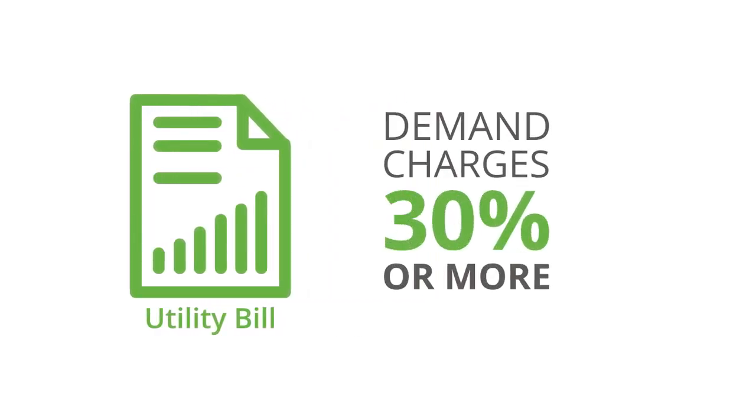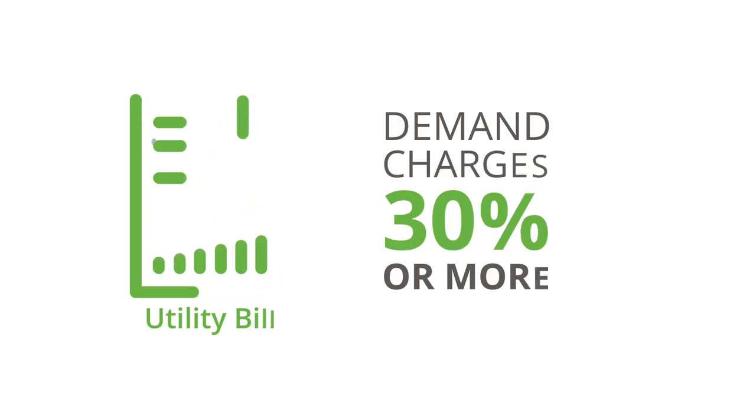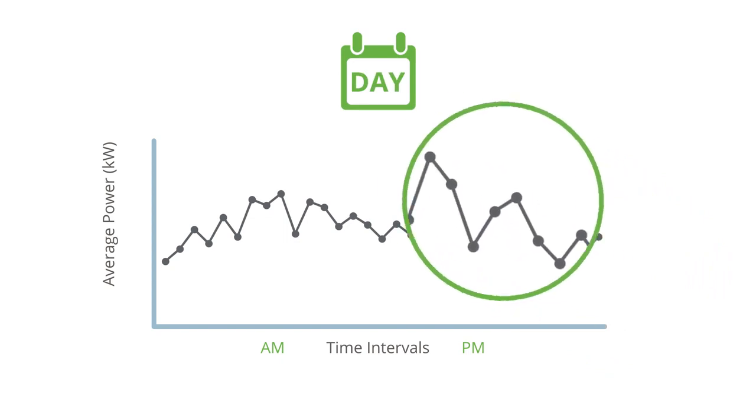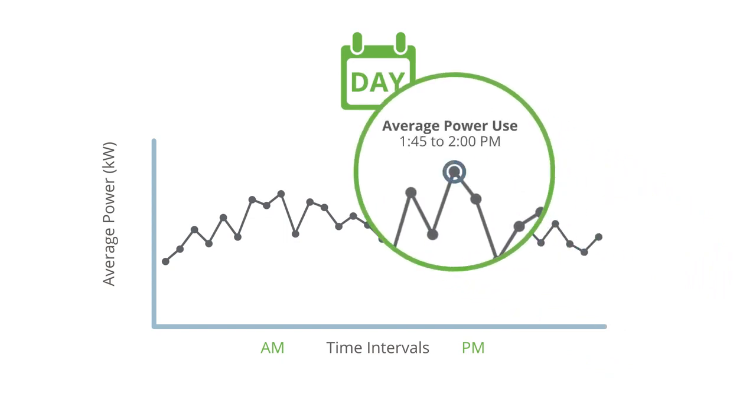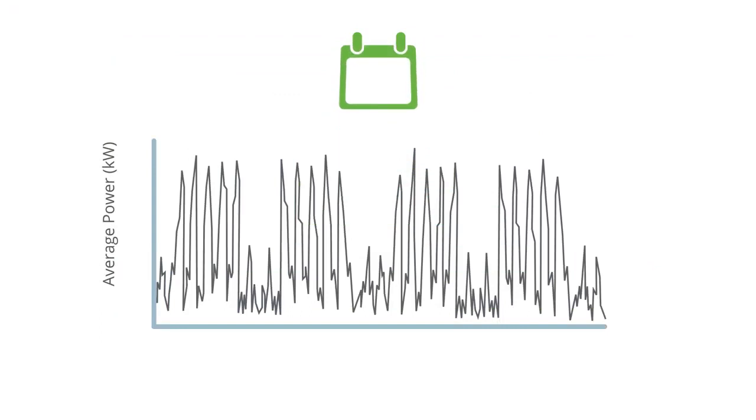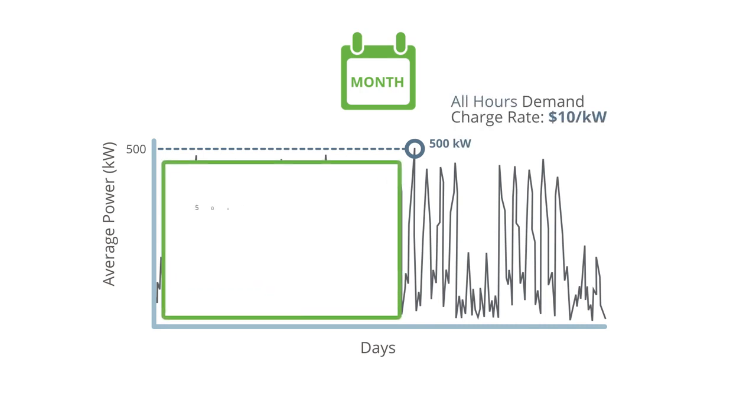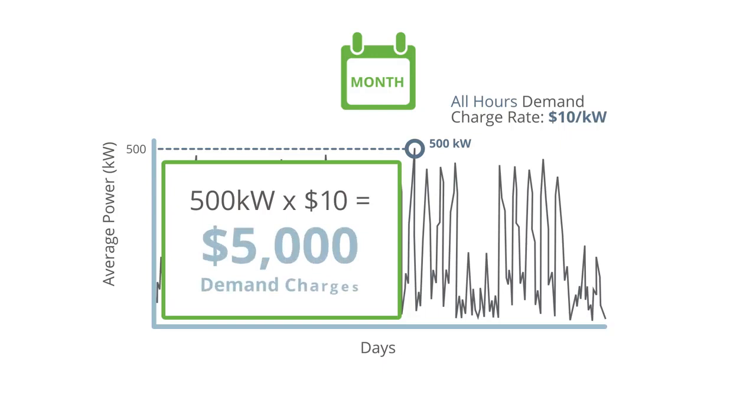They're often 30% or more of an organization's utility bill, and the utility calculates them by looking at all days within a billing cycle and then averaging power usage in what are usually 15-minute time intervals. The highest average power usage within a billing cycle is what determines the all-hours demand charge. It's calculated by multiplying that highest amount by an all-hours demand charge rate. If the highest average power usage within a billing cycle is 500 kilowatts and the all-hours demand charge rate is $10 per kilowatt, the customer would be billed $5,000 for all-hours demand charges that month.